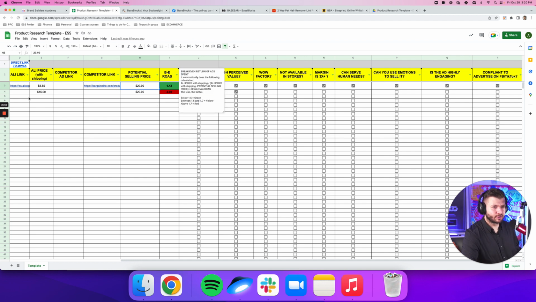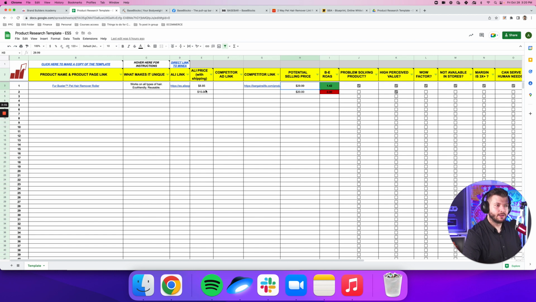So, break-even ROAS, right? That's why we have calculated the price with the shipping. Then how much you can sell the product for. If it costs you, say, $15 to source the product, and you're selling the product for, let's say, $20, then your break-even ROAS will be 4, right? Which is very hard to achieve at scale. So this product would not have a good margin.